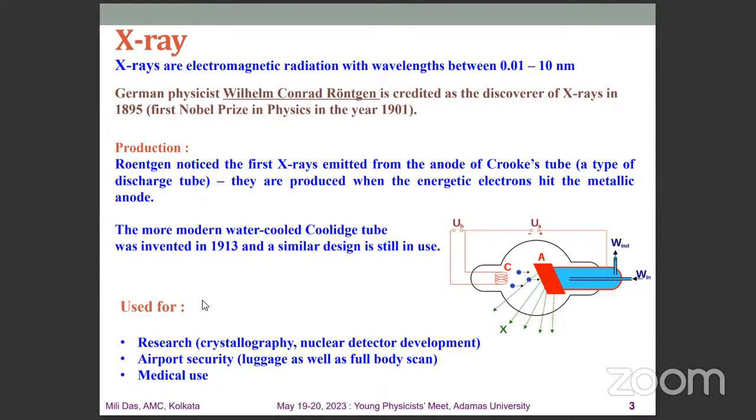These rays are used for detecting bone fractures, tumors, pneumonia, calcifications, foreign objects, or dental problems. In research, we use them in crystallography and nuclear detector development, and in airport security. All of you know that in baggage scans we use X-rays, and medical use, of course, I have mentioned.